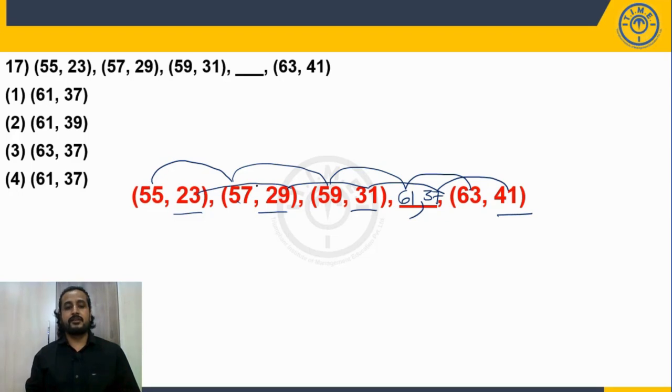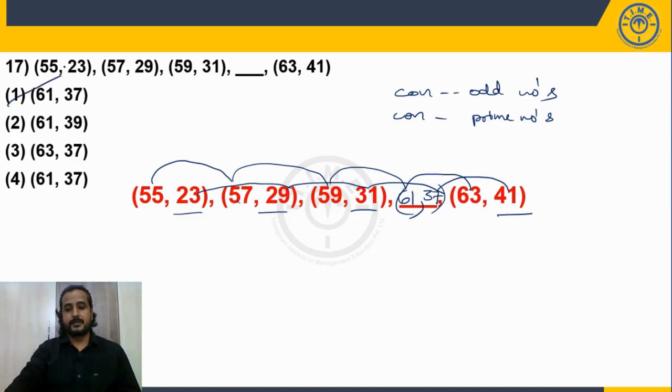So what is the given logic? The first numbers are consecutive odd numbers. And the logic in the second numbers is consecutive prime numbers. If more numbers are given in the series, you can apply the alternate series. So 61 and 37. Choice 1 is our answer. So the given series is an alternate series.